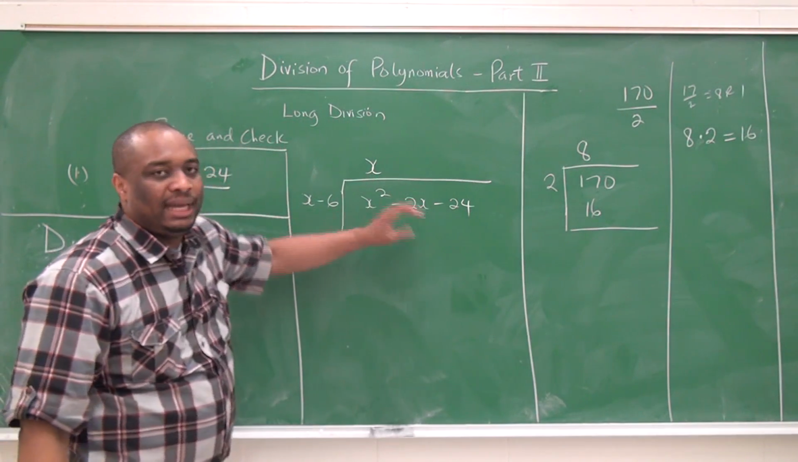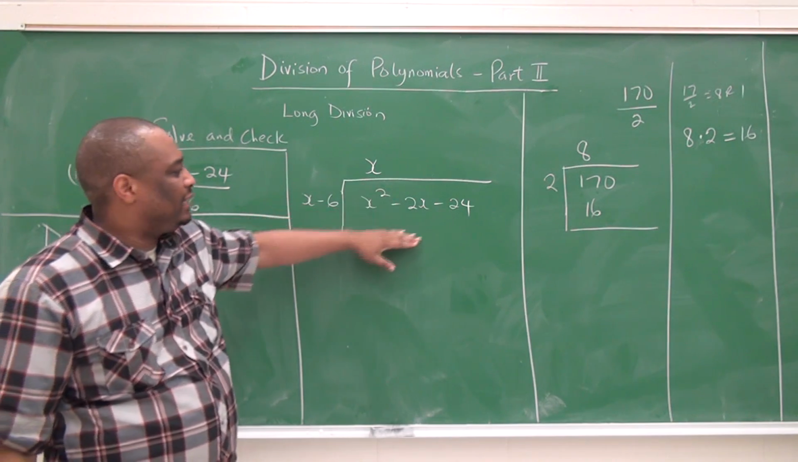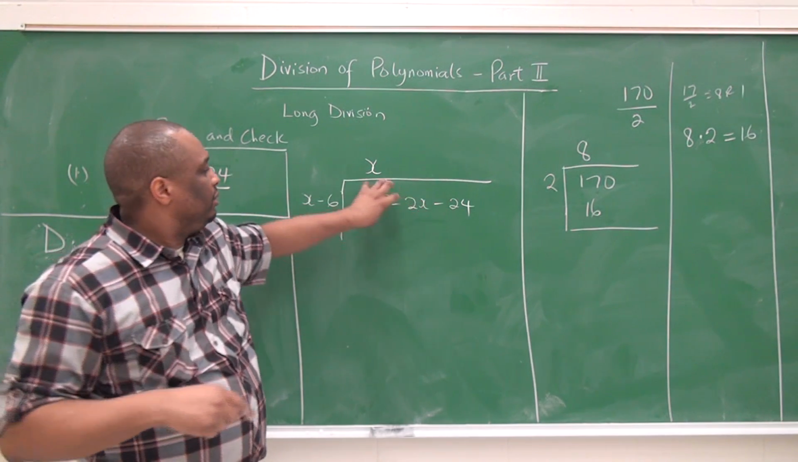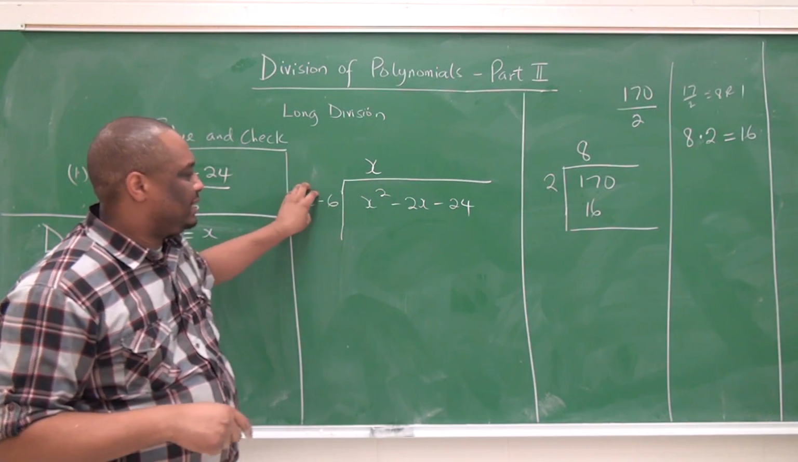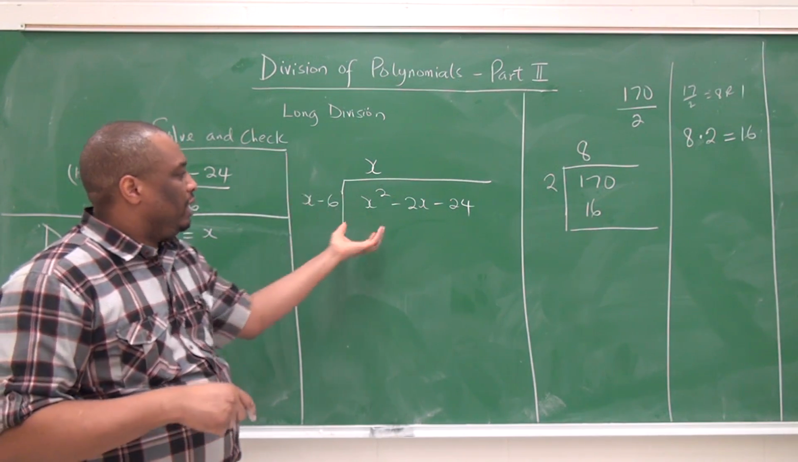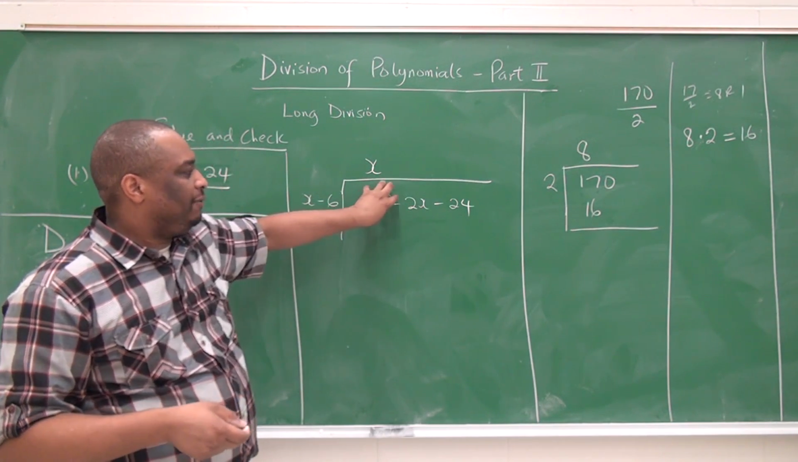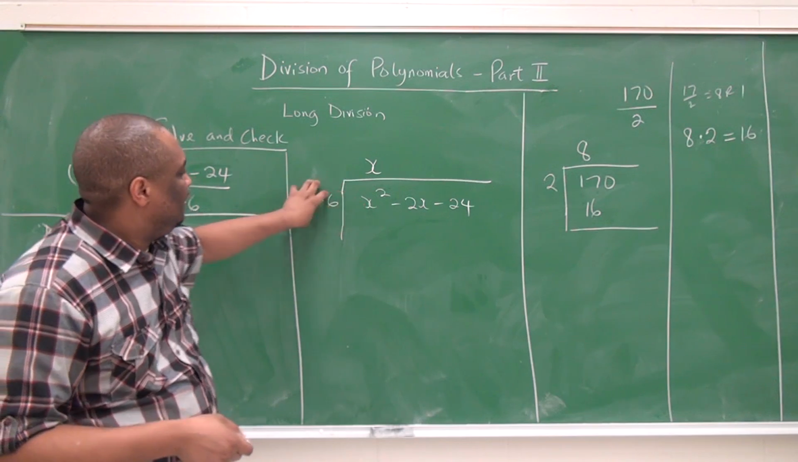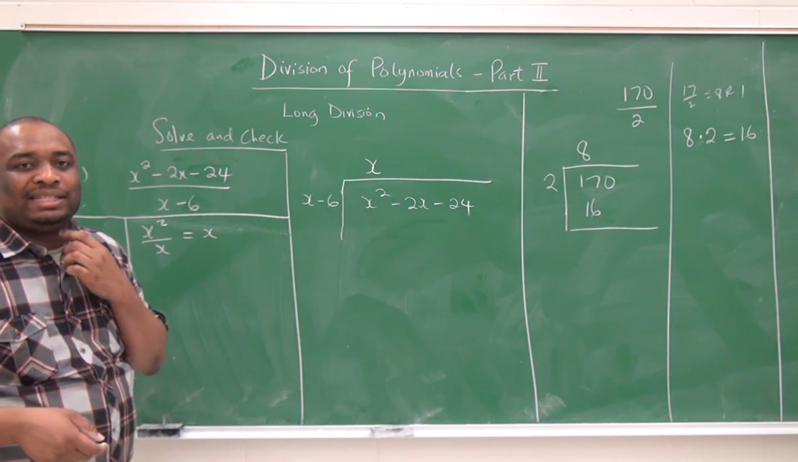Now remember, in this case, our division first will be the first term here. This is a trinomial. The first term of the trinomial divided by the first term of the binomial. You're dividing a trinomial by a binomial. So you take the first term of the trinomial divided by the first term of the binomial. It gives you x as the quotient.